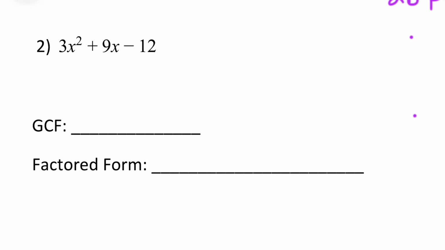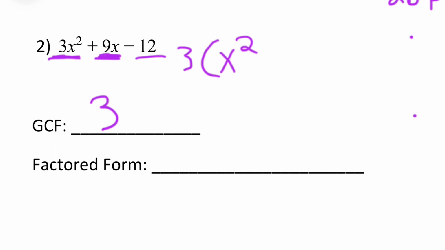For number 2, our a does not equal 1. So is there a GCF involved? Hopefully you can see it. Yes. There's 3, 9, and 12. So the GCF is 3. So we're going to take out our 3. And we're going to do 3x squared divided by 3, which is x squared. 9x divided by 3 is positive 3x. And negative 12 divided by 3 is negative 4.